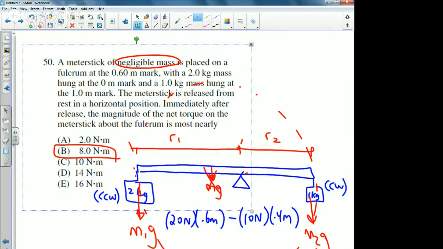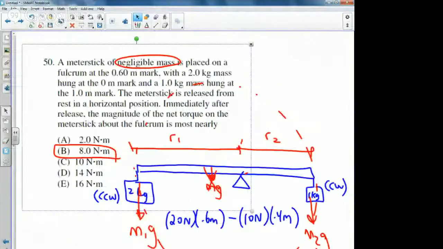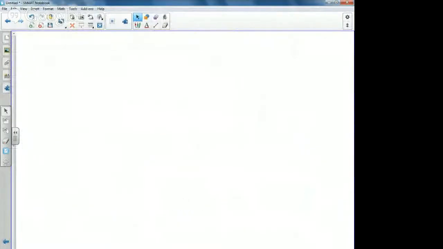Liz. This one's counterclockwise. That one's clockwise. Are they going opposite rotations? Right. Okay.